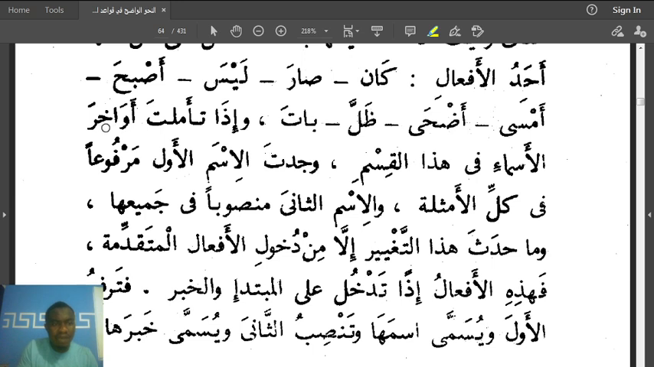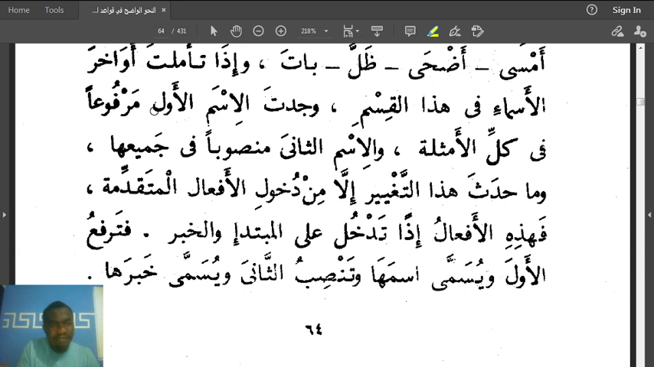وإذا تأملت أواخر الأسماء. If you should look very well at the endings of the nouns في هذا القسم, in this partition, that is the قسم الثاني, the second part, where kana and sisters are added. If you look at the endings of the words, okay, it says وجدت الاسم الأول مرفوعا, you find the first noun marfu. As I said, the mubtada stays as it is. It still takes its dhamma في كل الأمثلة, in all the examples, the first noun still takes its dhamma. والاسم الثاني, and the second noun منصوبا. So we have the first noun, which is the mubtada, keeping its marfu, and the second noun becoming mansub في جميعها, in all of it, in all the examples.